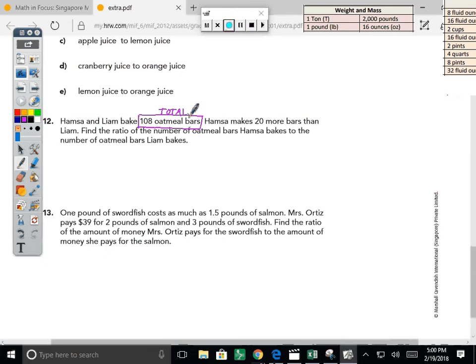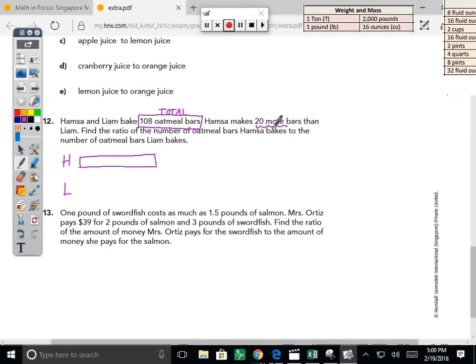I'm doing some decoding here. I'm trying to find the important information. Now, if I picture this, wouldn't it be awesome if they both made the same amount? But they don't. It says Hamsa makes more, 20 more. So I'm going to draw a bar for Hamsa and a bar for Liam. Notice I'm using my shorthand, my shortcut here, and that's okay. So I know this first bar has to be a little bit longer. It has to be Hamsa.